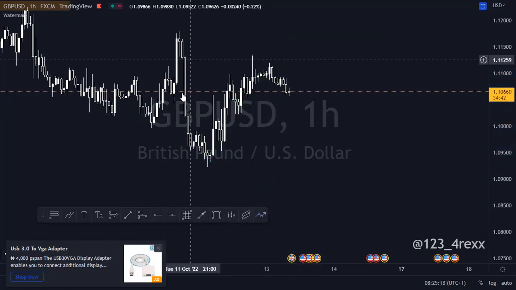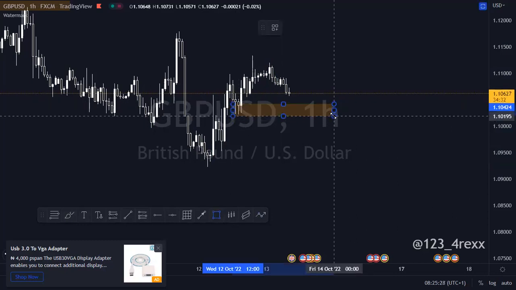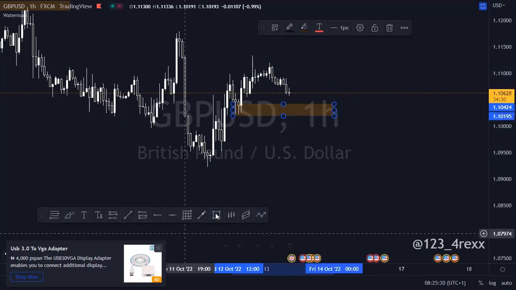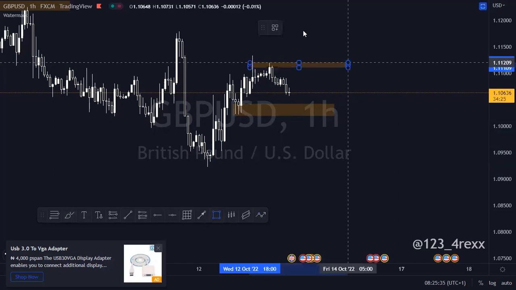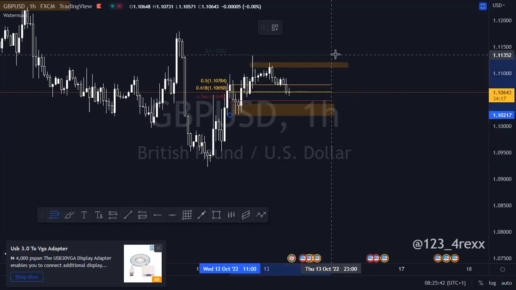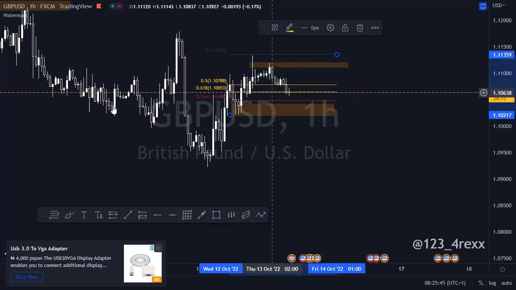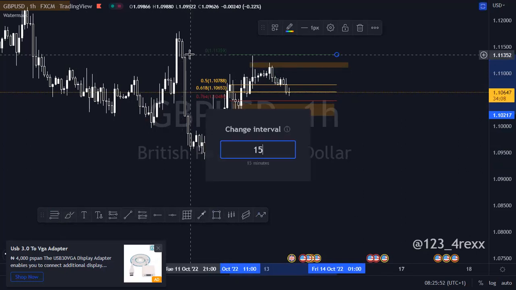What I'll basically like to see on GBP USD: first, I'm going to highlight my higher low, which is here. Where is my recent high? This level's up here. So now let's drop our Fibonacci range and see if there's anything important. Price is just tapping into the 0.6. So we can actually drop to the 15 minute time frame.